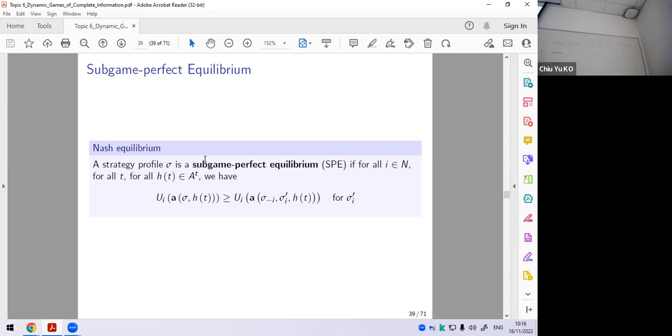And do note that this history need not be induced by sigma. So it's all possible history. Even if this is path unrelated, right? That means same as what we talked about in the prisoner's dilemma. We have to check whether people in the punishment, which is not supposed to appear in equilibrium, are still willing to carry out the punishment. Later you will see how we define those.